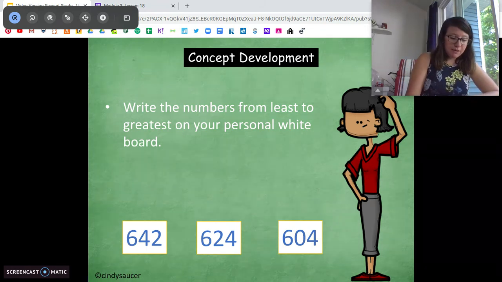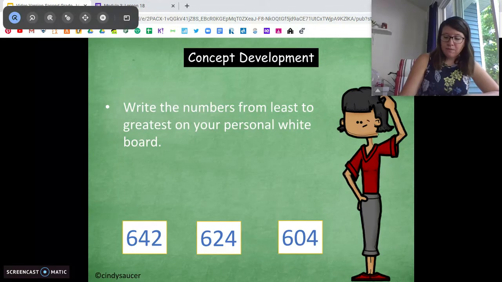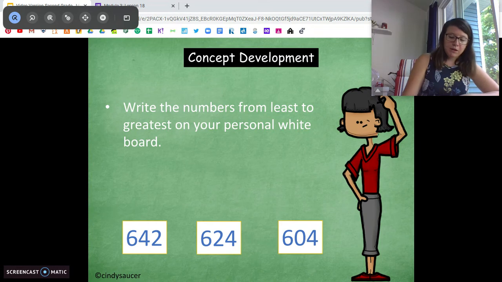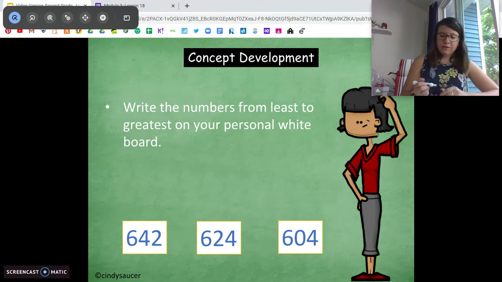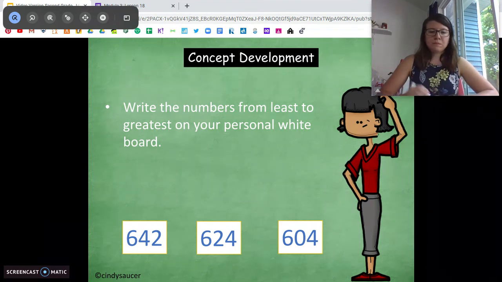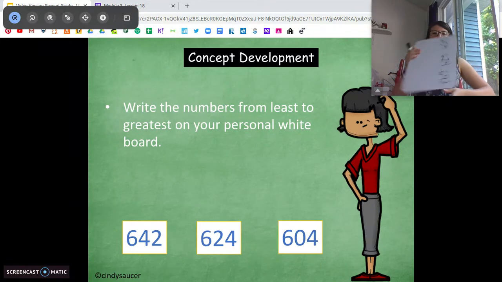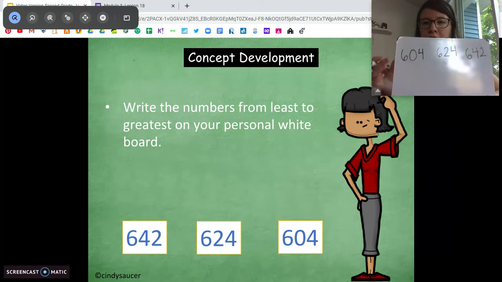Okay, I'm going to do the same on my board. Start with the least, and then go from there. I like to do the least and the greatest, and then put the other one in the middle, especially when there's 3 of them. Pause if you need more time. Otherwise, your board should look like this.